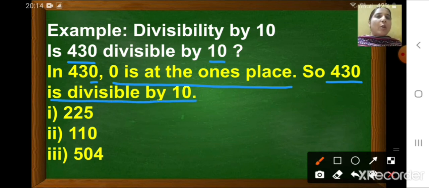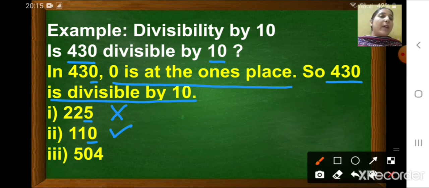Okay. Now what about 225? Will it be divisible by 10? No. Why? Because the digit at the ones place is 5. So it is not divisible by 10. Okay. Now 110. Will it be divisible by 10? Yes, it will be divisible by 10 because the digit at the ones place is 0. So 110 is divisible by 10.